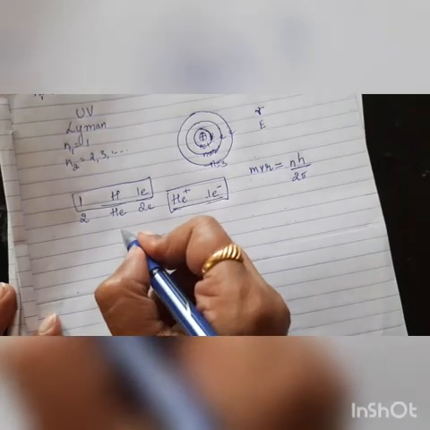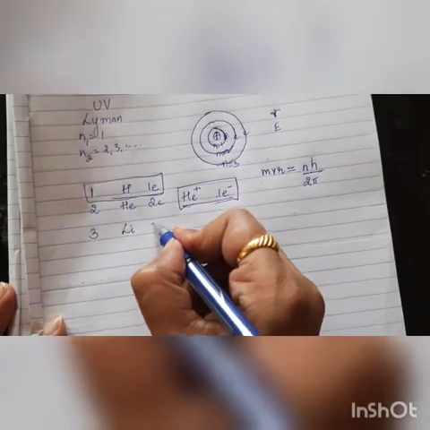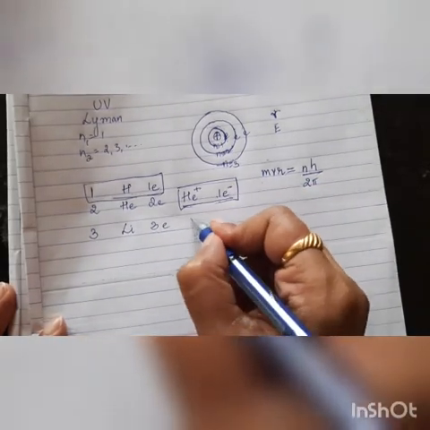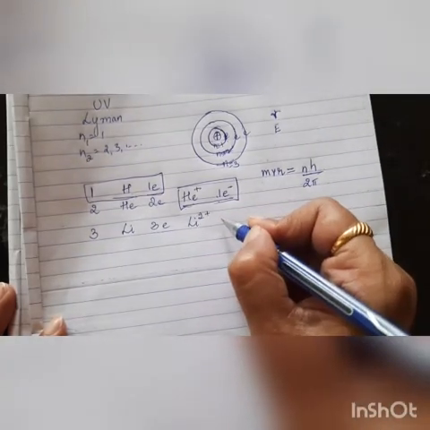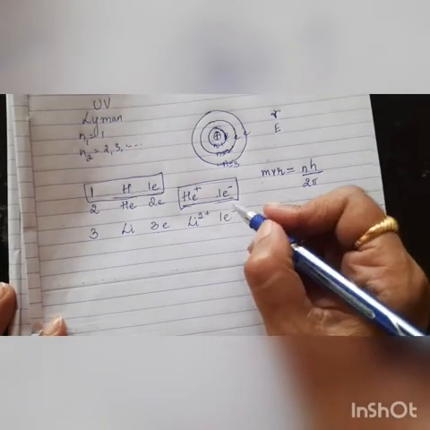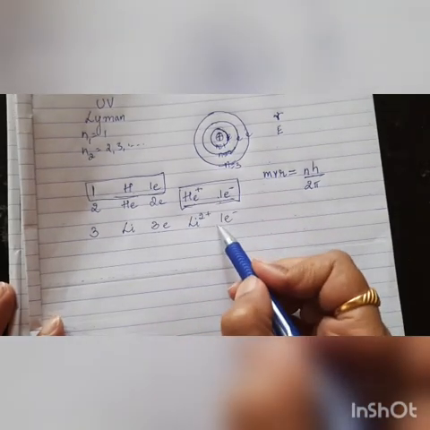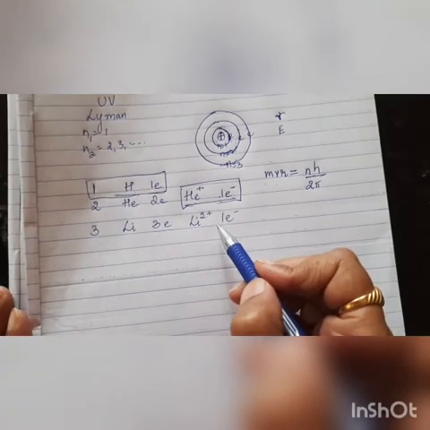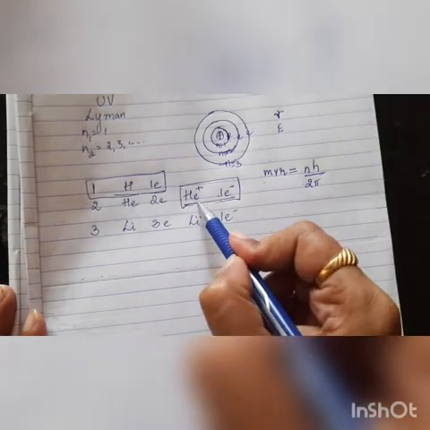Suppose I take lithium, its atomic number is 3, so it has 3 electrons. If I remove 2 electrons from it, I get lithium in the +2 oxidation state, which will have 1 electron. In this way, he considered hydrogen and hydrogen-like atoms. Whether practical existence is there or not is a secondary issue, but he gave an explanation for hydrogen and hydrogen-like atoms.